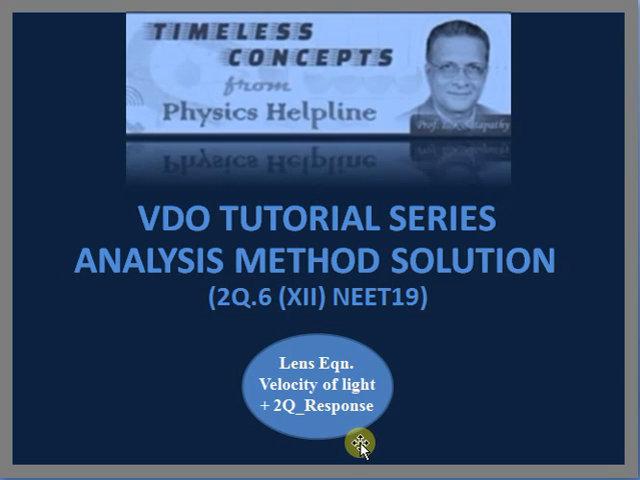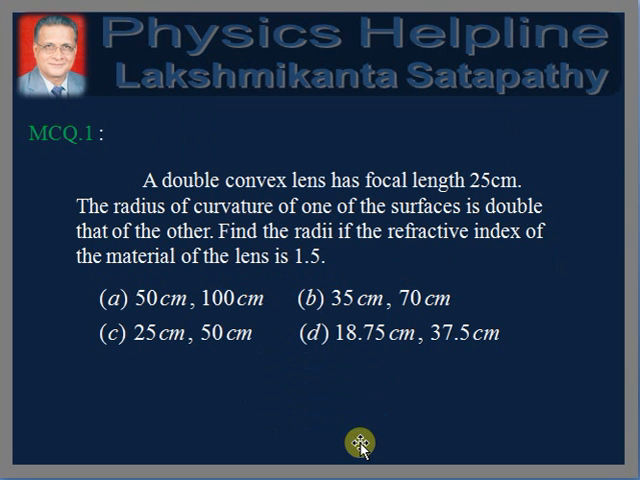The questions are as follows. Question 1. It is about a double convex lens which has a focal length of 25 centimeters. It is given that the radius of curvature of one surface is double that of the other. The refractive index of the material of the lens is given as 1.5. We are required to find the radii of curvature of the two surfaces of the lens.